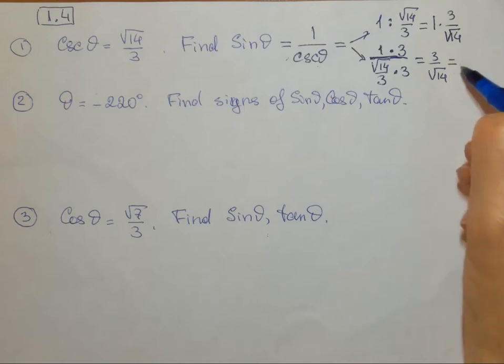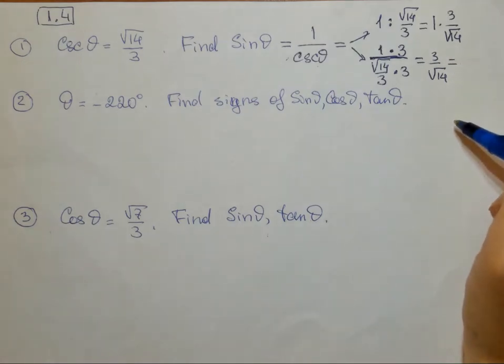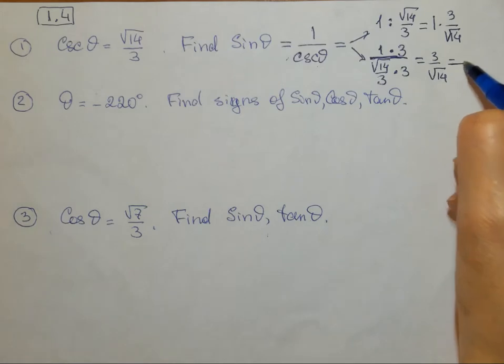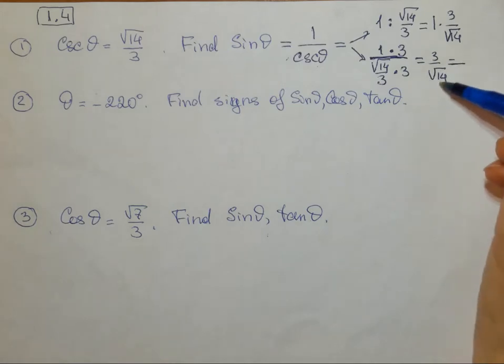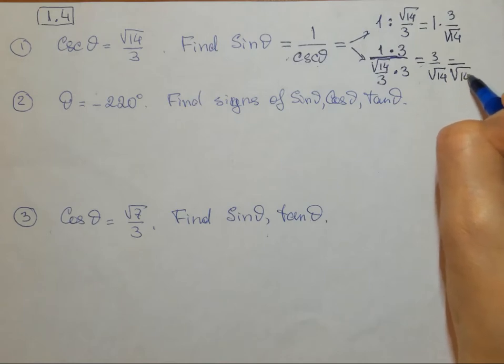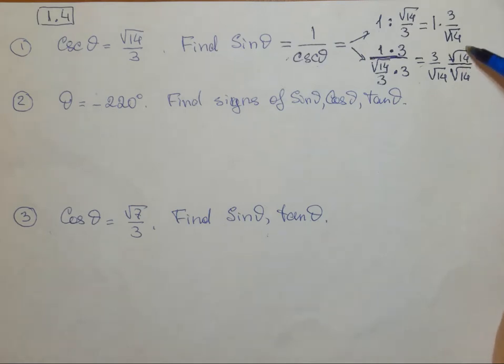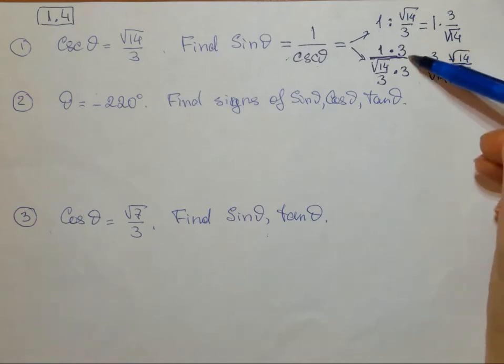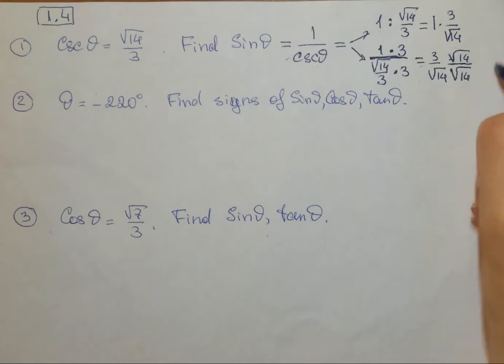MyMathLab always asks you to rationalize the denominator. It means that if you have a square root in the denominator, it's not good. We must get rid of it. So you multiply by another square root of 14, both numerator and denominator. When you multiply numerator and denominator by the same number, it is the same as multiplying by 1. So square root of 14 over square root of 14 is 1. So you didn't change your original expression.